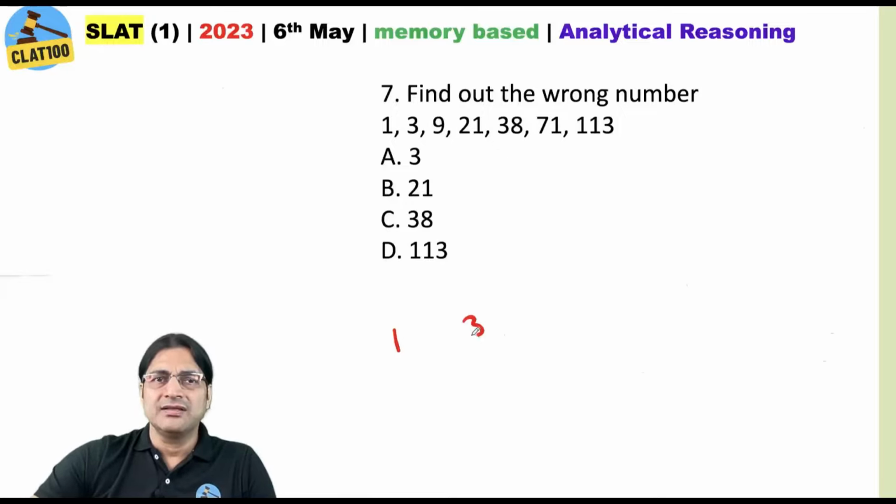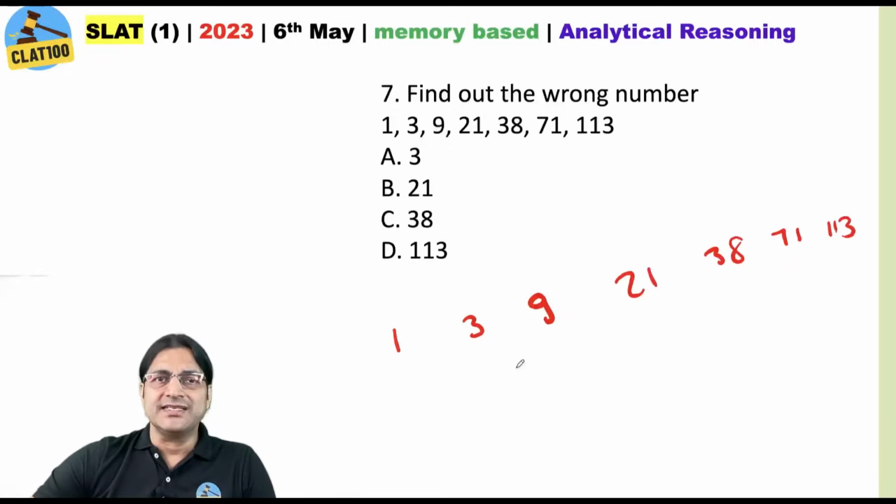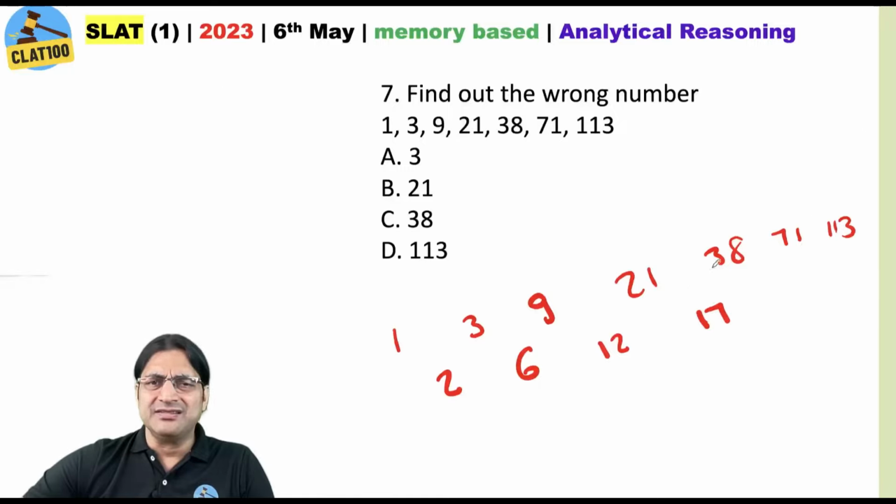Find out the wrong number. Alright, 1, 3, 9, 21, 38, 71 and 113. One of the first things that we do in order to get the wrong number, or in order to solve any series question, is to take the difference. Look, 2 here, 6 here, 12 here, 17 here all of a sudden, right? And how much are we getting here? Oh, 33. And how much here? How much here? 42.